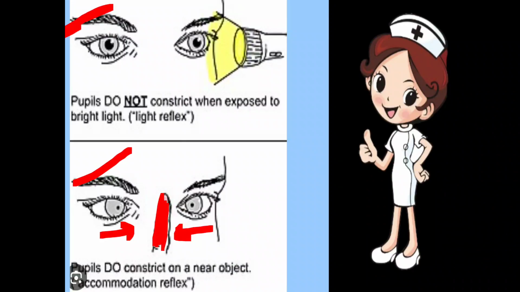If you ask the patient to look at a distance, then you are not supposed to see the constriction there. The pupil becomes dilated, but in this case the pupil will constrict.